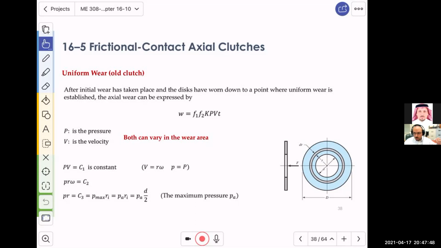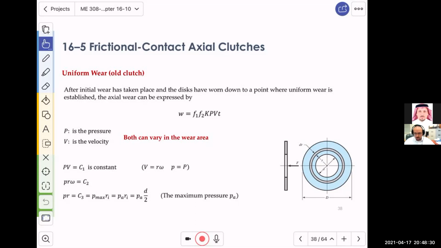So what happens here is this. We will always think of uniform wear as an old problem, where the clutch involved is old, because we are trying to give you the impression that the early initial wear happened first, and then the pressure adjusted itself in order to maintain a uniform wear condition. If that's the case, the axial wear can be expressed by a wear equation similar to the one we talked about in chapter 12.